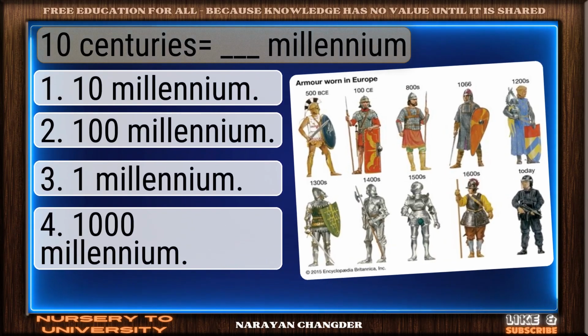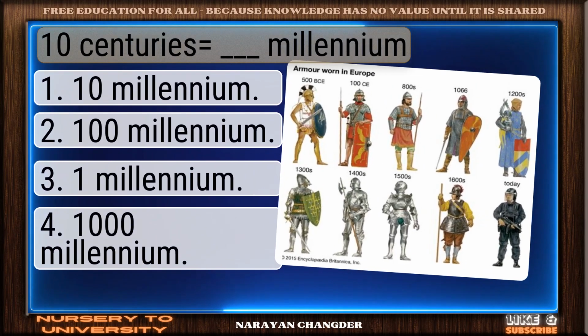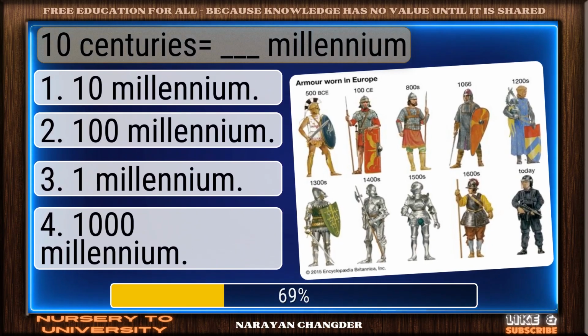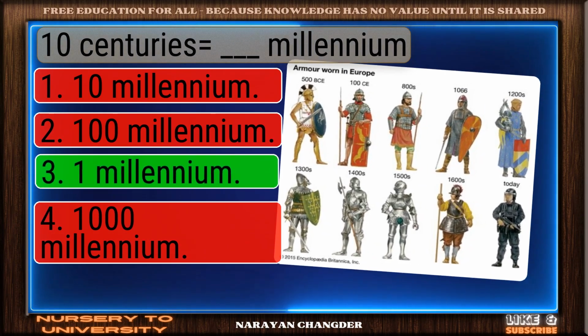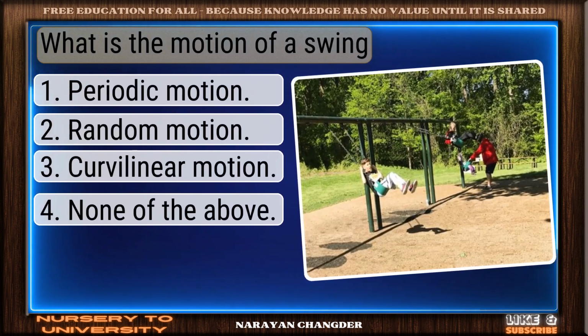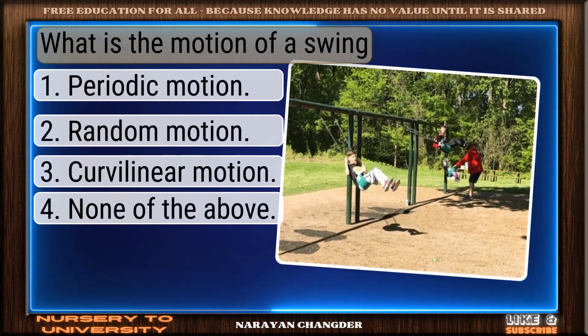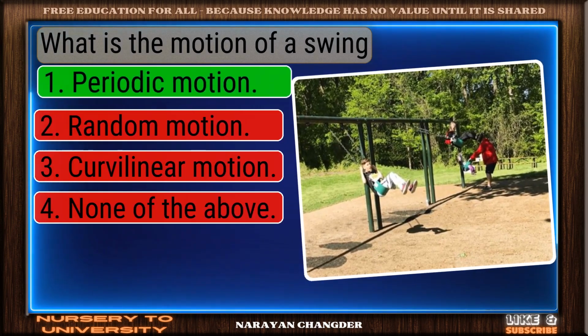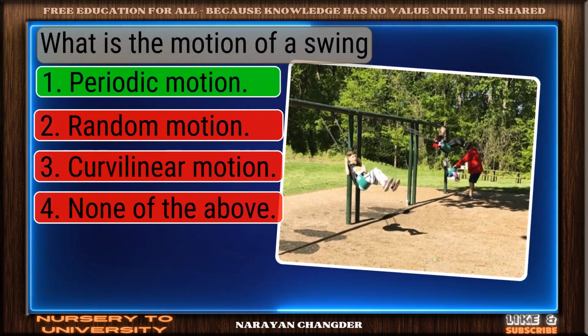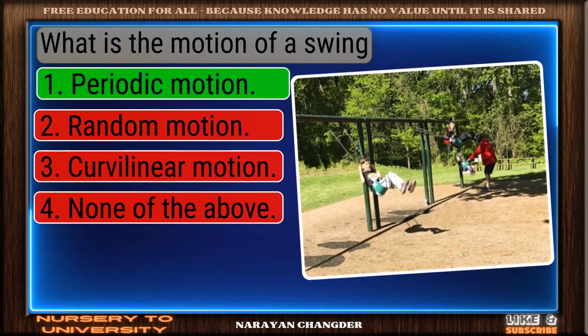Question number 214. 10 centuries equal to dash millennium. Nicely done. 1 millennium is a solid answer. Question number 215. What is the motion of a swing? Exactly. Periodic motion makes sense, and it is right choice.